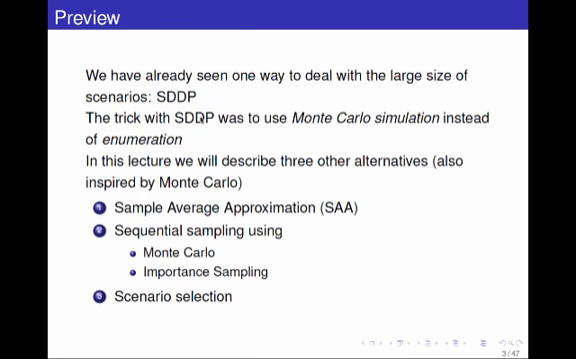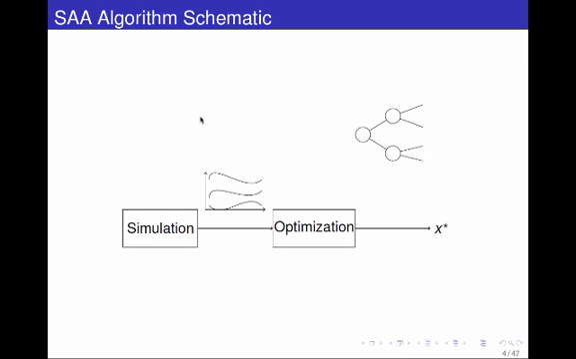Okay, so what do these things look like that we're going to see today? Three approaches we're going to look at: sample average approximation, an idea based on importance sampling, and scenario selection. The sample average approximation algorithm looks as follows.